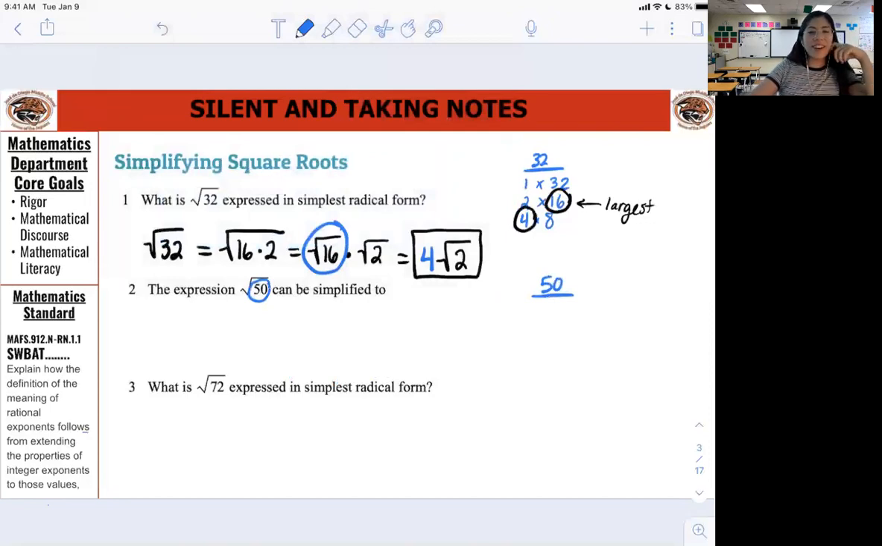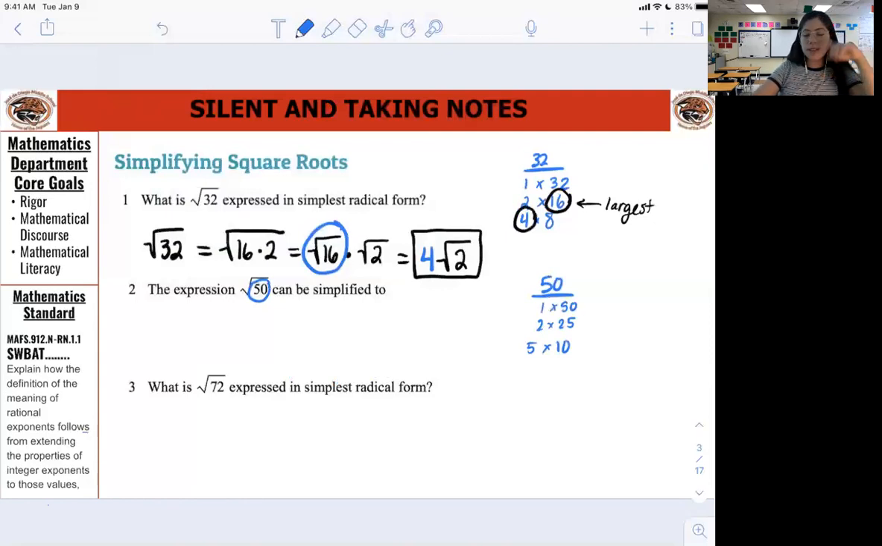Okay, so let's go ahead and do that now. Same idea. Let's do it with 50. So go ahead and tell me, what are the factors of 50? 25 times 2. 2 times 25. Anything else? 5 times 10. 10 times 5. That's it. And 1 times 50. Don't forget that that's also a factor.